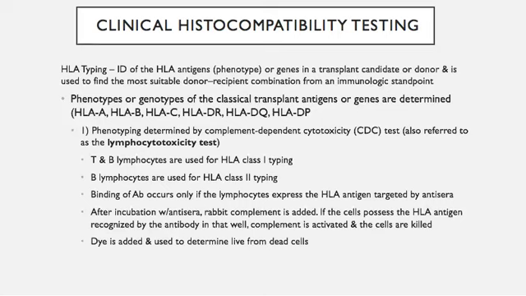After incubation with the antisera, rabbit complement is added. If the cells have the HLA antigen recognized by the antibody in that well, complement is activated and the cells are killed. Then dye is added and used to determine live from dead cells. Dead cells are able to take up the dye, so they appear colored. Live cells cannot take up the dye, so they're colorless, because their membrane remains intact, whereas the membranes of the dead cells break down.